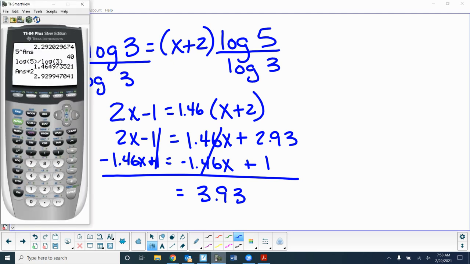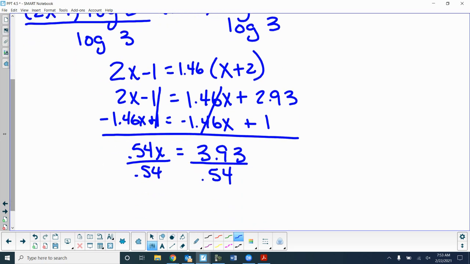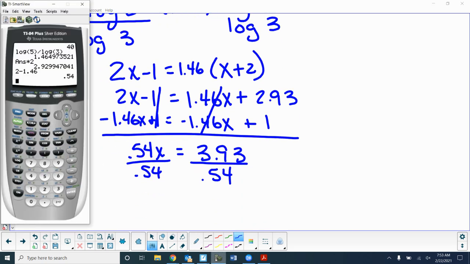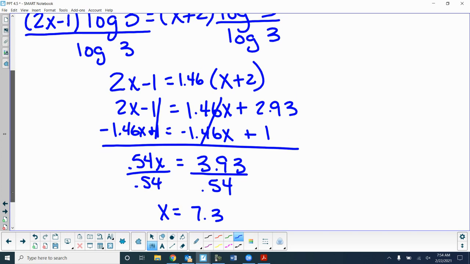And 2 minus 1.46, 0.54x. And divide. So 3.93. Again, we're going to be a little bit off, so we can say 7.3, I guess. We're going to get something like that.